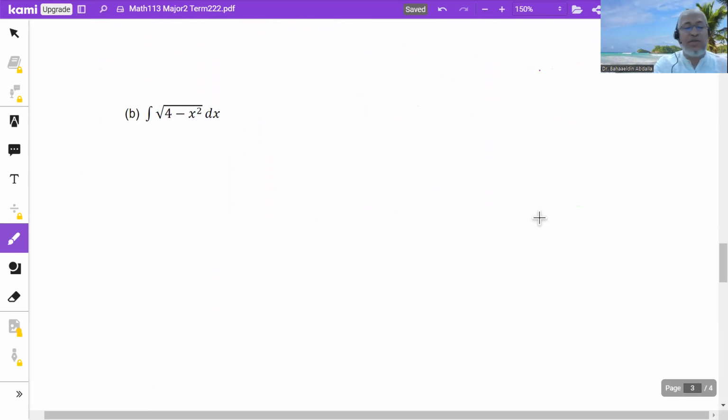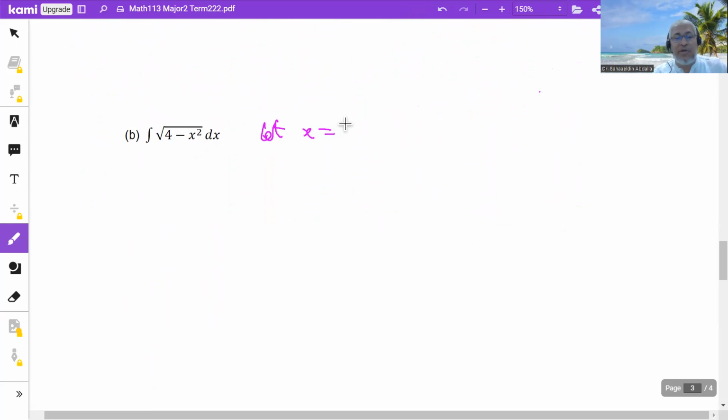Now, the next question, integral of square root of 4 minus x squared. Well, we know that whenever we have a square root of a squared minus x squared, we use trigonometric substitution. We call this x 2 sine theta, because this is a squared minus x squared. So we take x as square root of 4, 2 sine theta. And then we find dx. dx would be 2, derivative of sine, 2 cosine theta d theta. And then we check, let me call this integral also I.